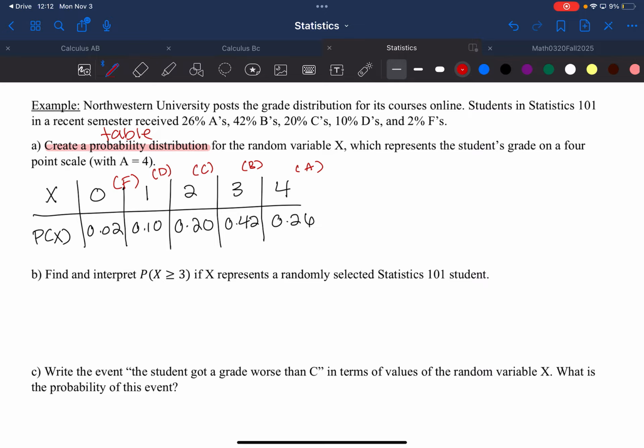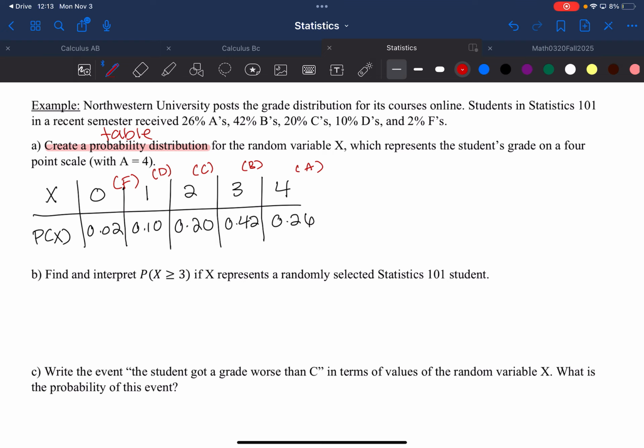So when they're asking you to create a probability distribution, typically the information is given to you. You just need to convert it into a decimal for probability. The reason I like to do it this way is because it helps me answer the next couple questions, because it's already in numerical order. So that would be my answer for A.